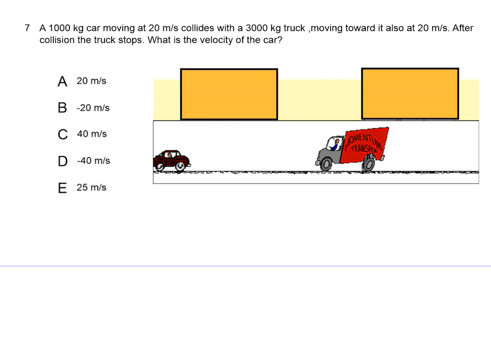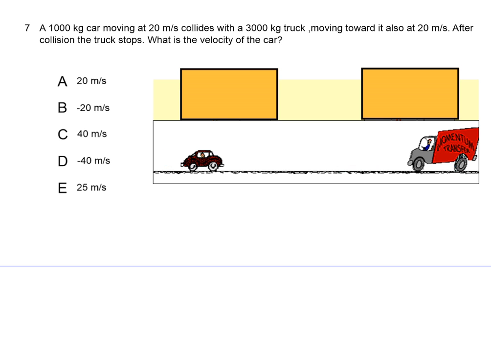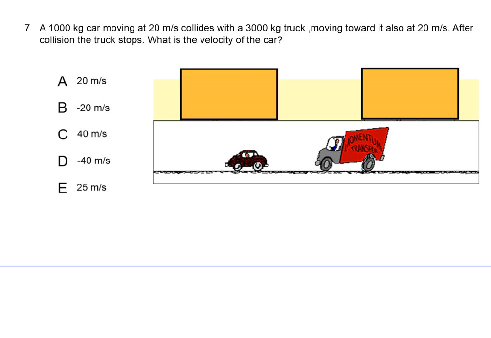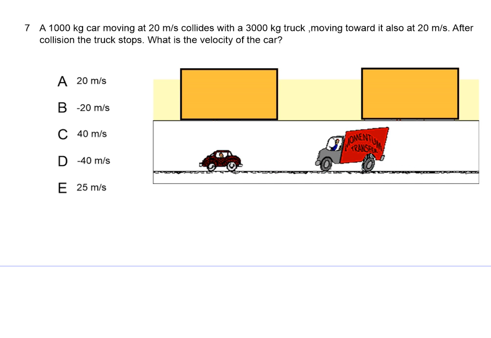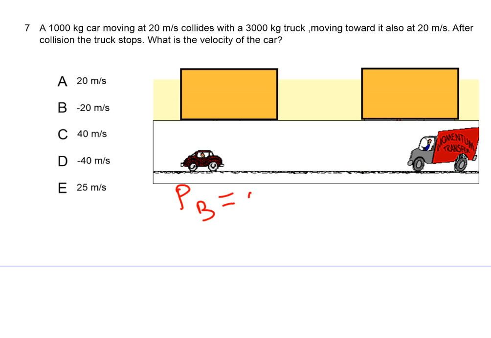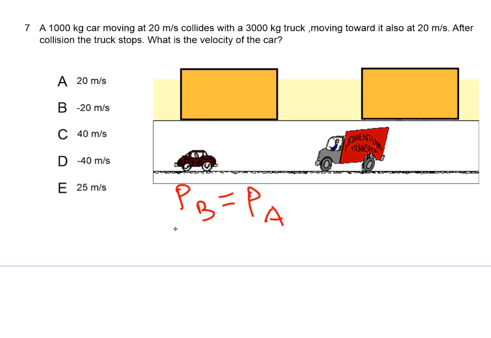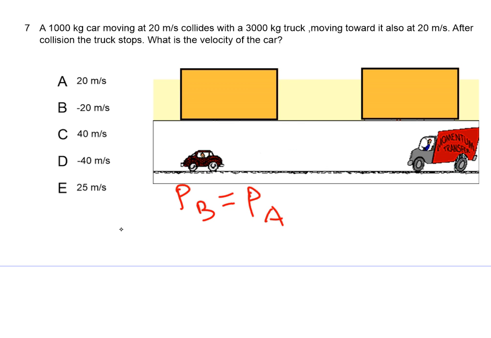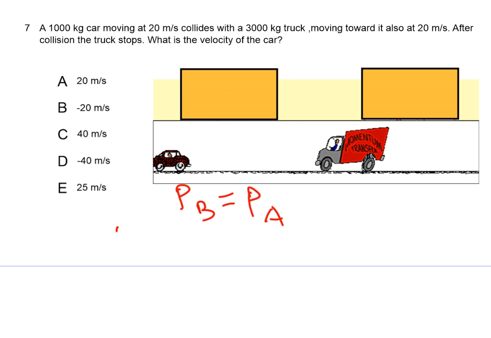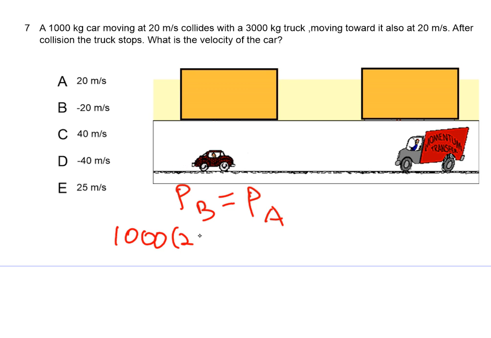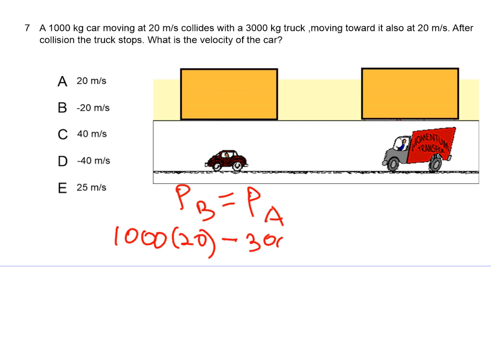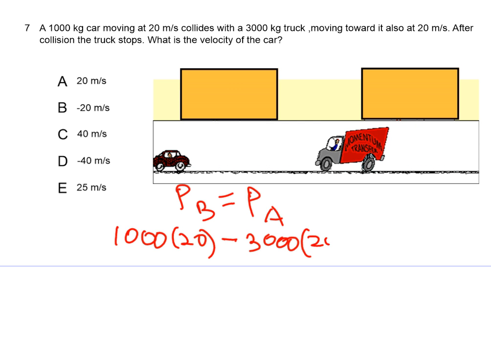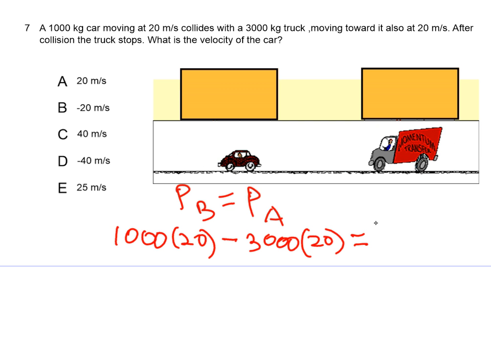Let's look at this case where they both head toward each other, but after collision, the truck just stops and the Volkswagen just bounces off. So once again, the question is, what is the velocity of that Volkswagen? The total momentum before collision equals the total momentum after collision. Before collision, they both have momentum. The momentum of the Volkswagen is 1,000 times 20, because it's moving to the right. And the momentum of the truck is 3,000 times minus 20, because it's moving to the left, so there's a minus sign there.